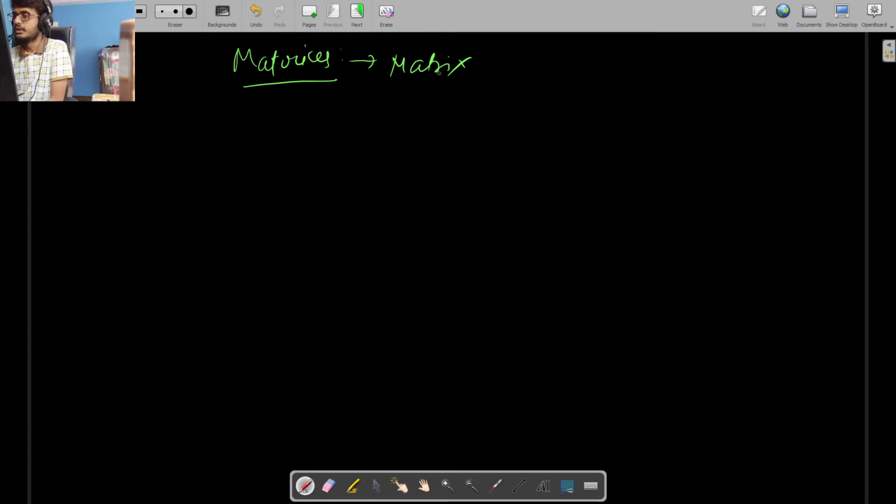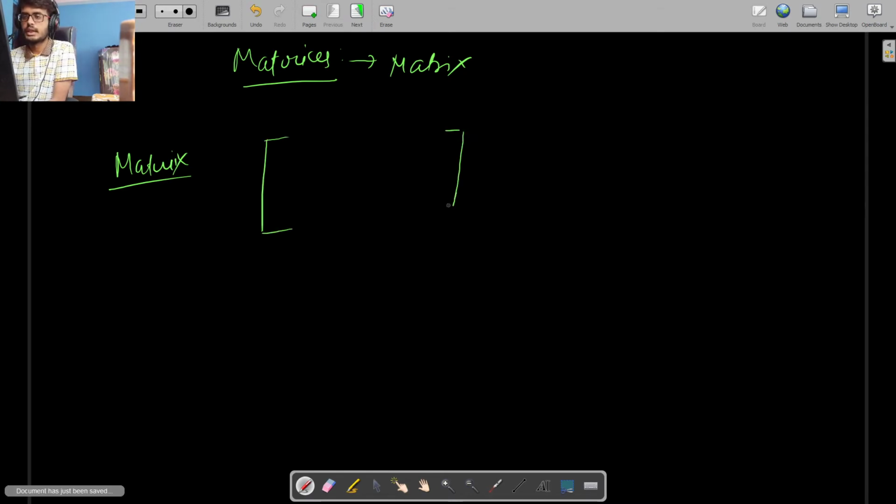So the first thing you need to know is what is a matrix, right? A matrix is basically a combination of data in this kind of form. So let's say we have 1 2 3 4 5 6 7 8 9 10 11 12. Now this is a matrix. This means data is stored in a particular manner, in the form of rows and columns, one after the other.